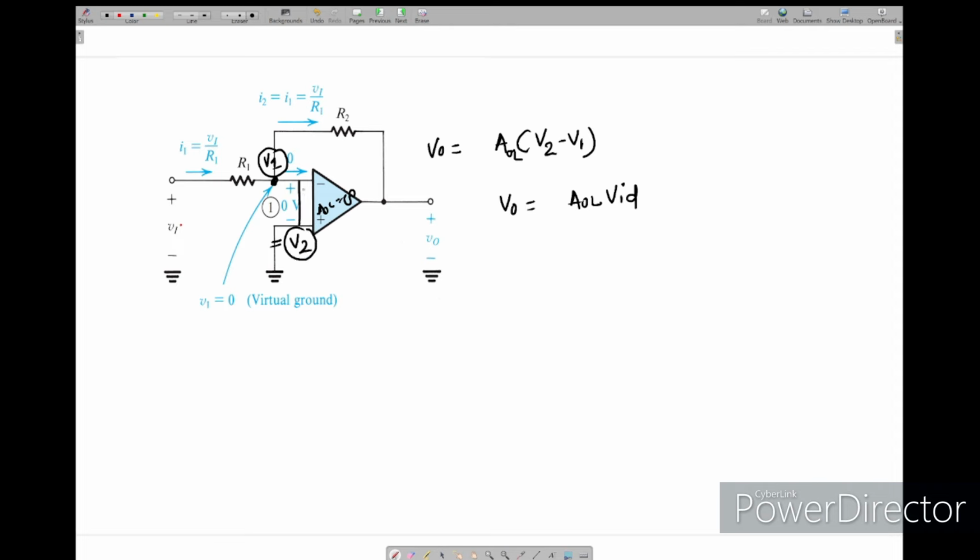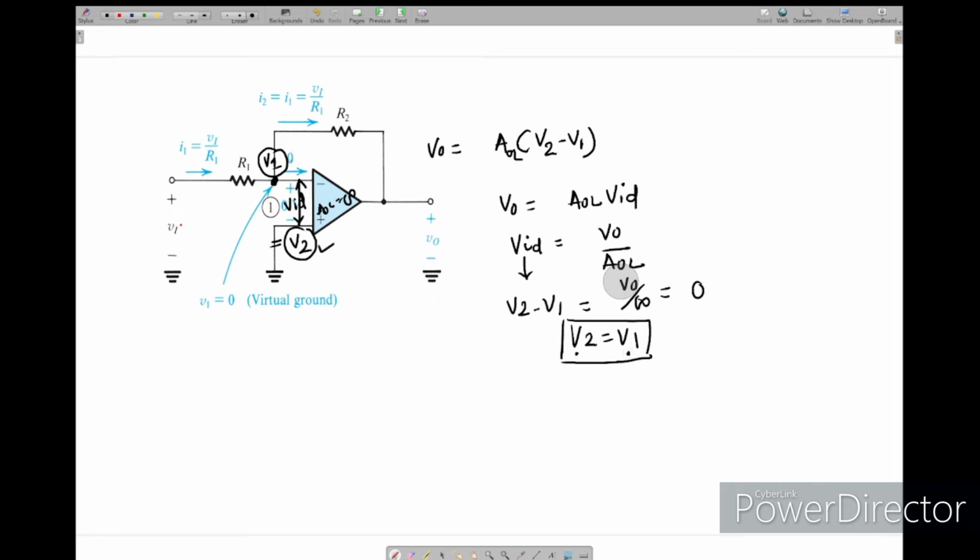We'll take VID equal to V0 divided by AOL. So we have VID is V2 minus V1, which equals V0 divided by infinity. This is nothing but 0. So V2 equals V1. From this derivation, what we can see is that the voltage V2 is equal to V1. Whatever voltage we have taken at this node is equal to this one.